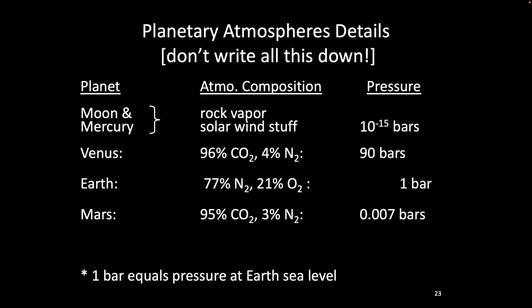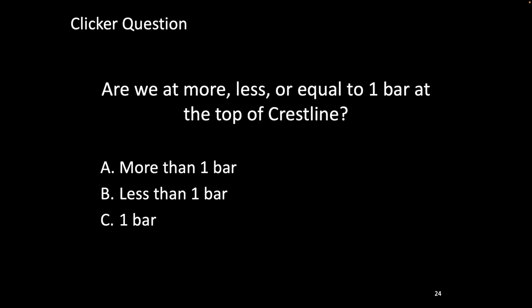Okay, so this is the atmospheric composition. And here's a question. Are we at more, less, or equal to 1 bar at the top of the press line? Press line is like that. There you go. That mountain right there. Vote on 3, 2, 1. Okay, I think we got every answer here. But only one is correct.